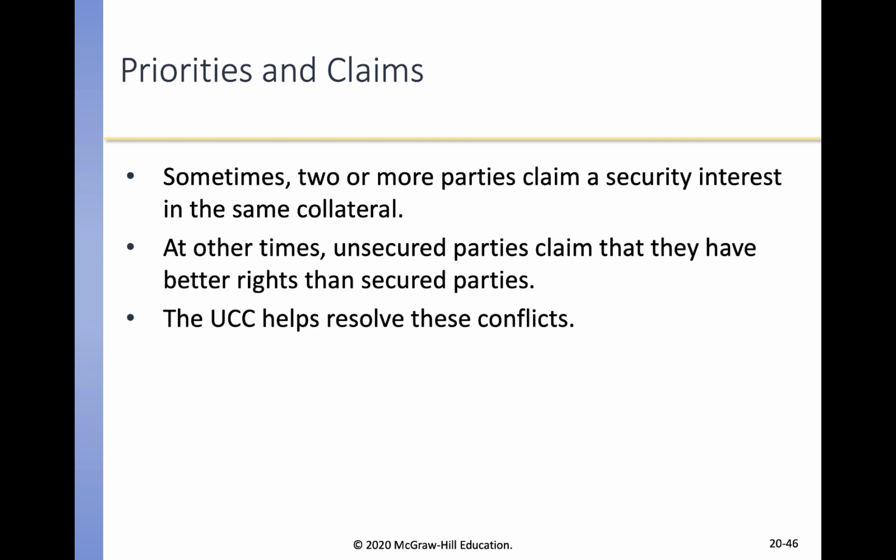Okay, so this is all important because of priorities and claims, because sometimes 2 or more parties may claim a security interest in the same asset, the same collateral, and we need to know who wins. At other times, an unsecured party may claim they have a better right than a secured party. And the UCC Article 9 is going to help resolve these conflicts. And they are resolved generally as so.